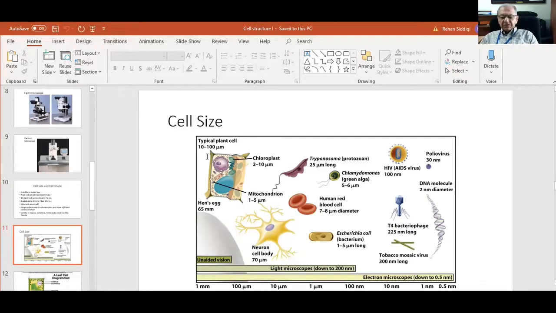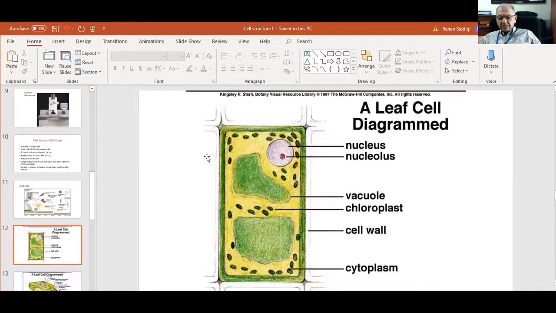And here it gives you the size of these cells. You can see with the unaided eye something as small as 0.1 millimeter. If it is smaller than that, you can go to the light microscope, which can see up to 200 nanometer. And if it is smaller than that, then you have to go to the electron microscope, which can go down to 0.5 nanometer. This picture shows a plant cell under light microscope, and this is what you will see. Some of you have already seen it. The other group will see it next week when you come for the lab activity.